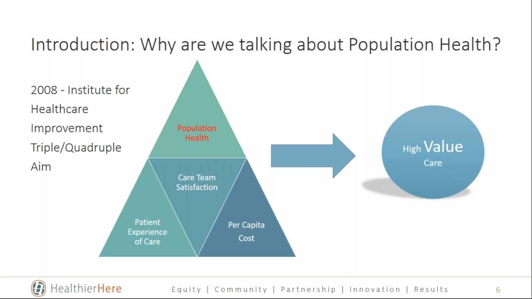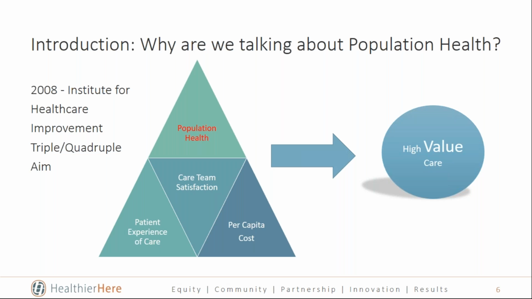And so the Institute for Healthcare Improvement actually came up with something called the triple aim, which I'm sure many of you are familiar with. And it eventually became the quadruple aim, which I'll get to in a minute. But it's this idea that you have to balance these three things simultaneously. You have to balance per capita costs, the patient experience of care, which includes quality and safety, and then the health of the population, or population health, and thus the phrase population health was born.